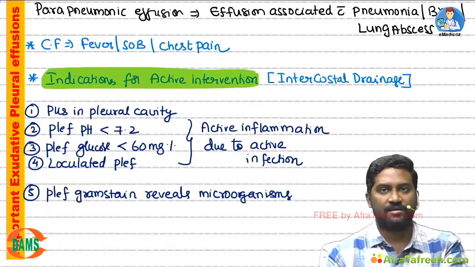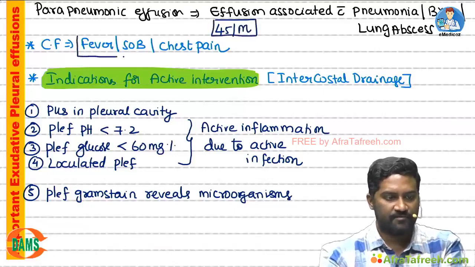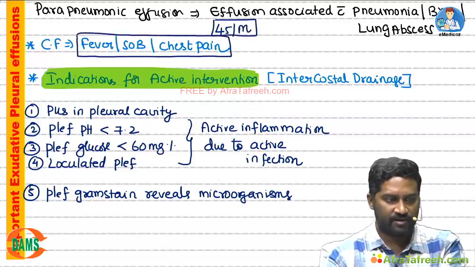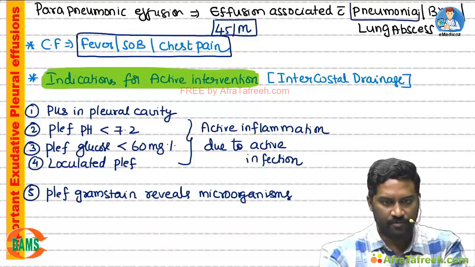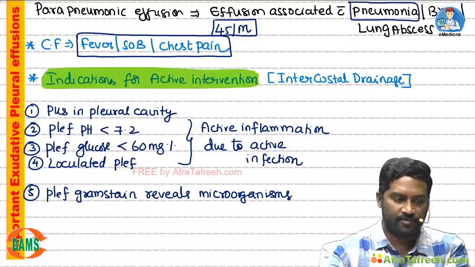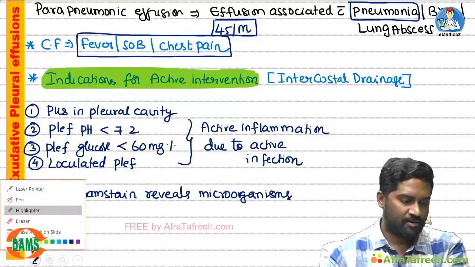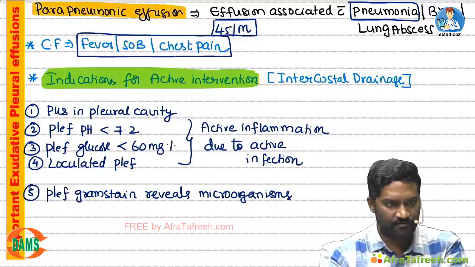Now let us see a clinical scenario. There was a 45-year-old male patient. He presented to you with these symptoms: fever, shortness of breath, chest pain, and you have taken a chest X-ray. Chest X-ray was showing features of pneumonia and pleural effusion. There is both pneumonia and pleural effusion. Now what will be your diagnosis? Your diagnosis will be parapneumonic effusion.